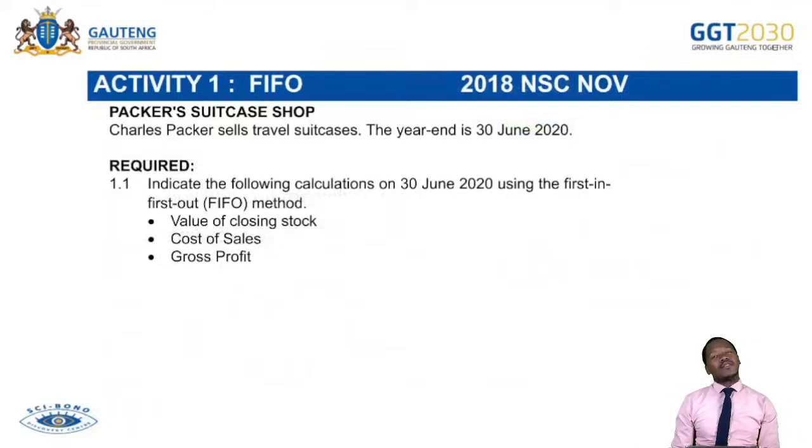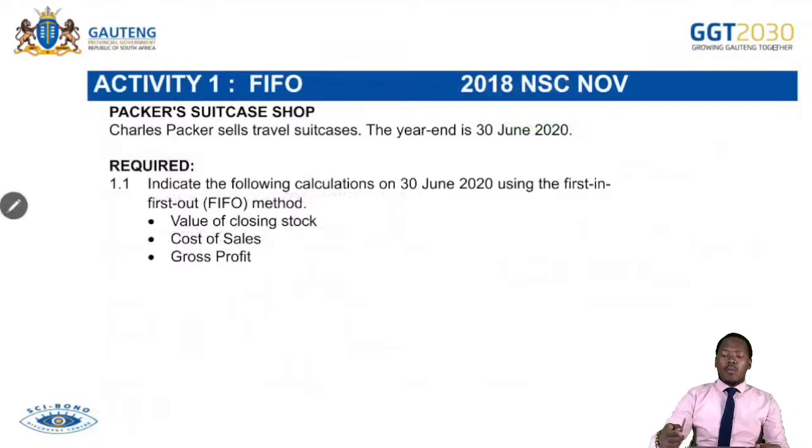Right, I hope grade 12s, you are ready. Now, the name of the business here, grade 12, is called Parker's Suitcase Shop. We have Charles Parker, who sells travel suitcases. The year end is 30 June 2020. This is what we are having now, grade 12s.